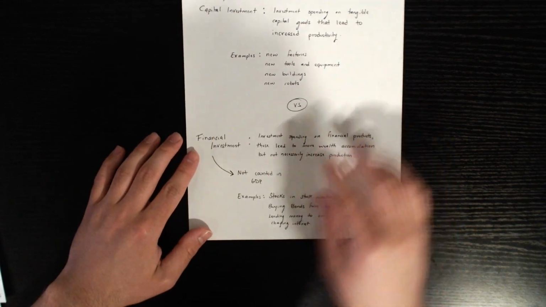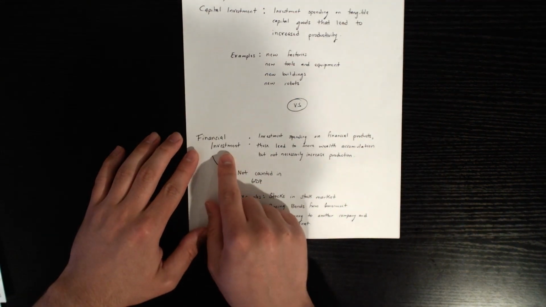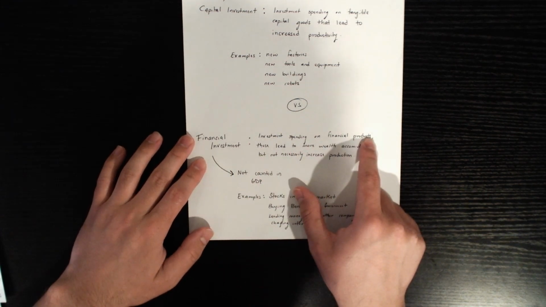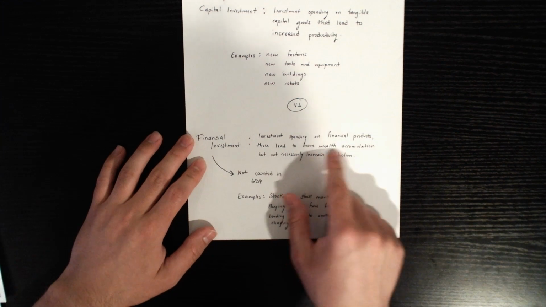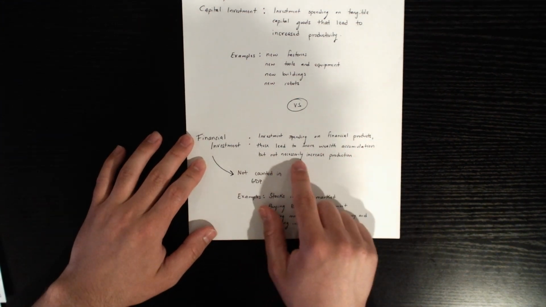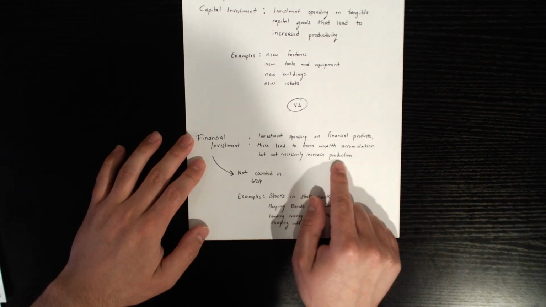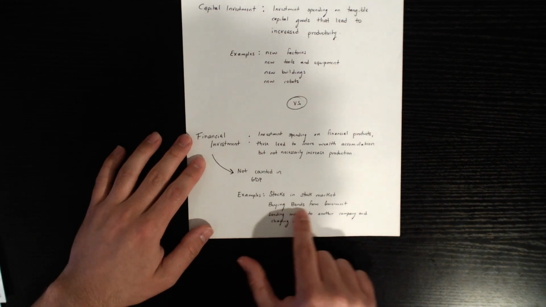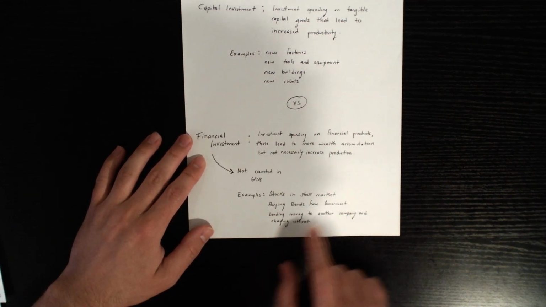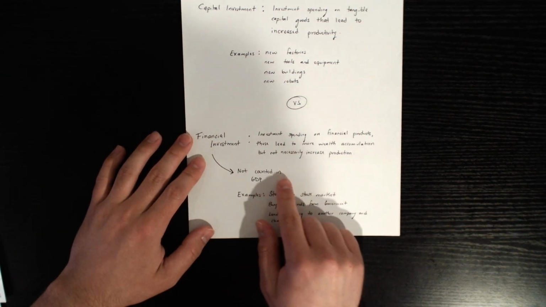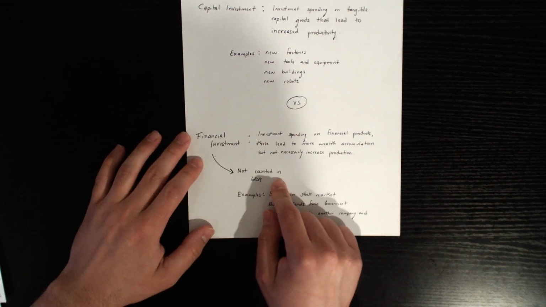On the other hand, we have financial investment. Financial investment is investment spending on financial products. These lead to more wealth accumulation for the individual or business, but do not increase production necessarily. So examples would be like buying stocks in the stock market or buying bonds from the government or lending money to another company and charging them interest. Since they're not really changing production, this is not going to be counted in GDP.